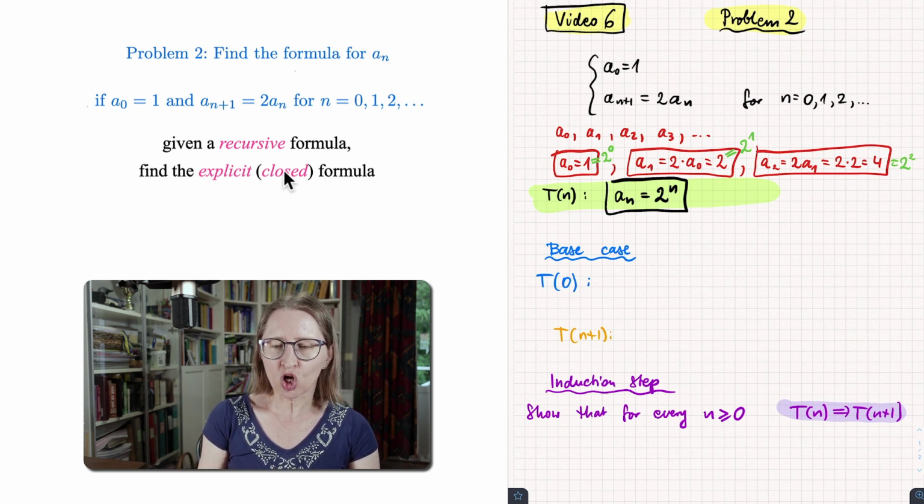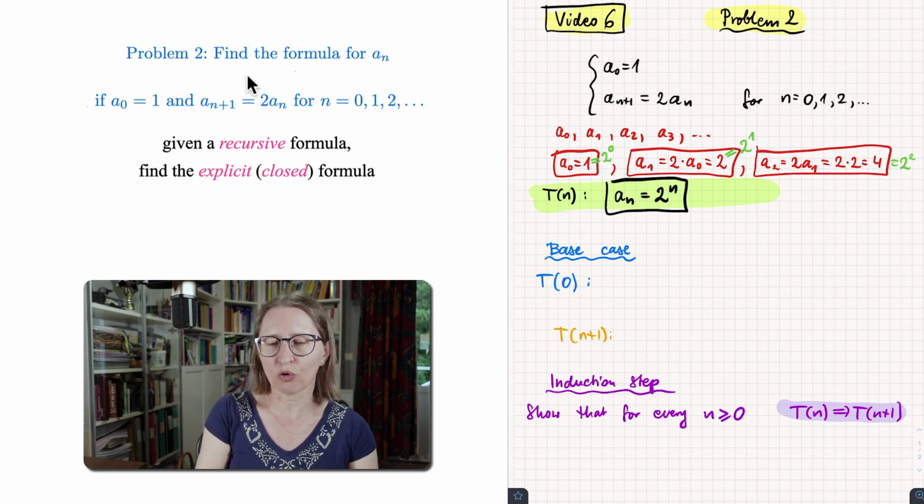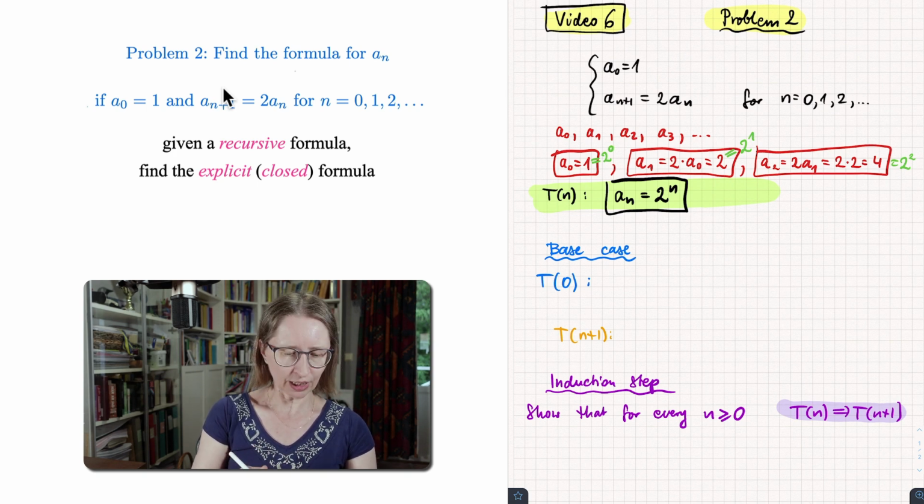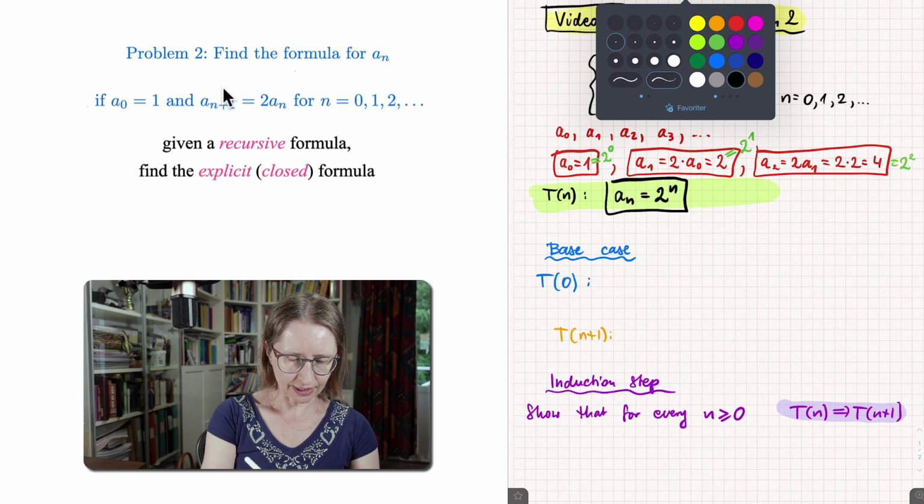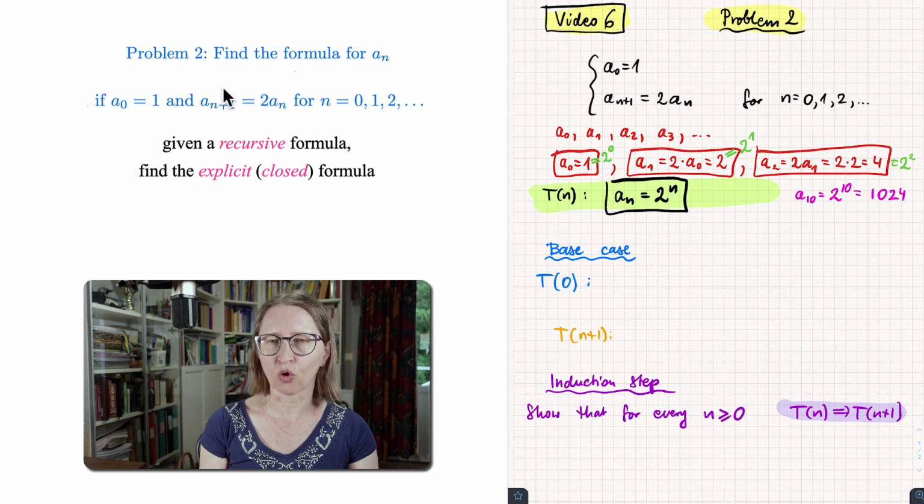And this is a closed formula or explicit formula. This means that if you have to compute, let's say, a_10, then you don't have to go through all the previous elements and go through this procedure, but you can simply plug in 10 instead of n, and you will get that a_10 is equal to 2 to the power 10, it is 1024, right?